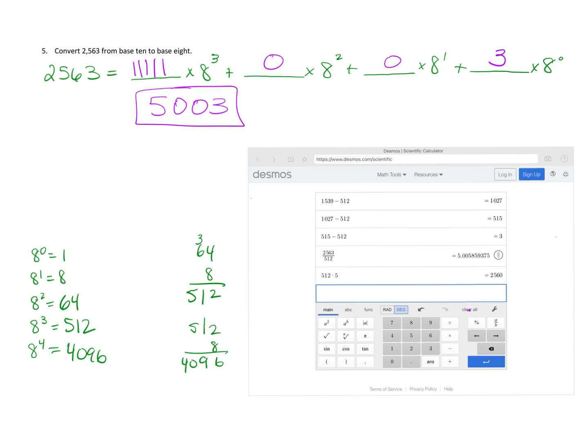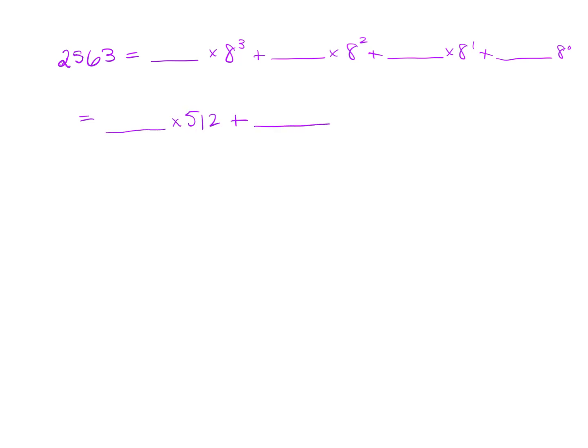I'm going to do this without a calculator on the next slide. So I have 2,563 and I want to convert it to base 8. I already did the powers of 8 part. I'm trying to write this as something times 8 cubed plus something times 8 squared plus something times 8 to the first plus something times 8 to the 0. Maybe it's helpful to say this is something times 512 plus something times 64 plus something times 8 plus something times 1.